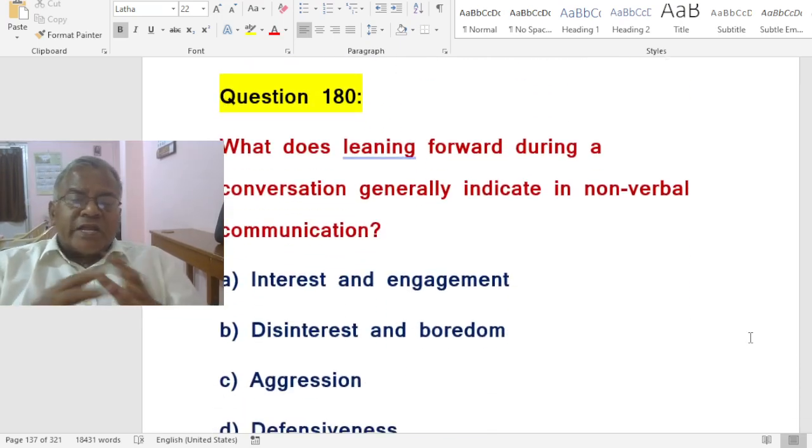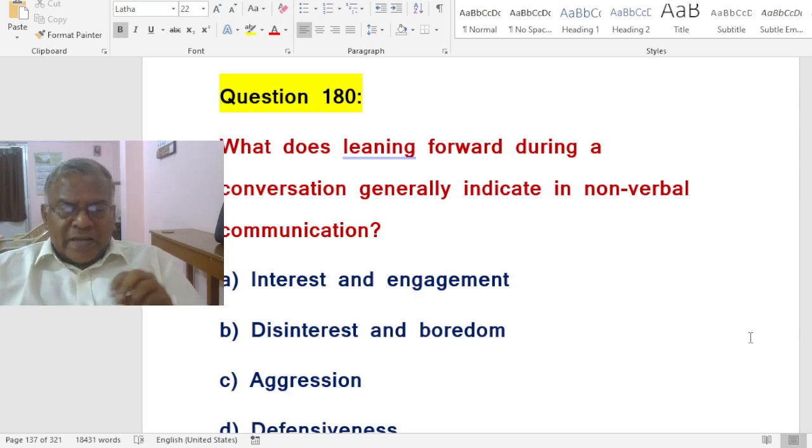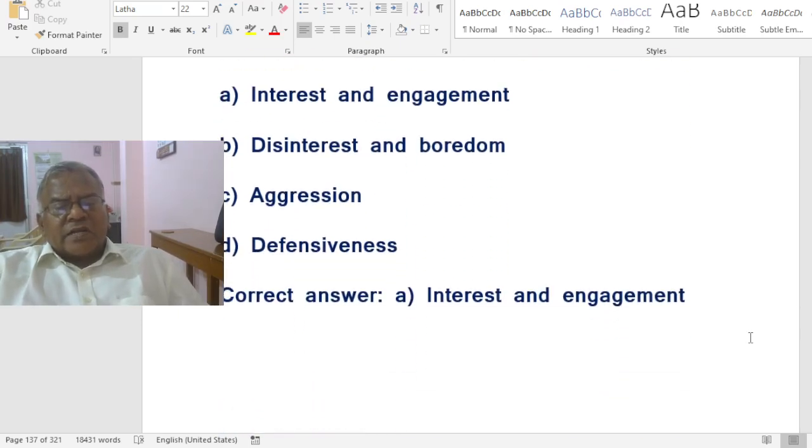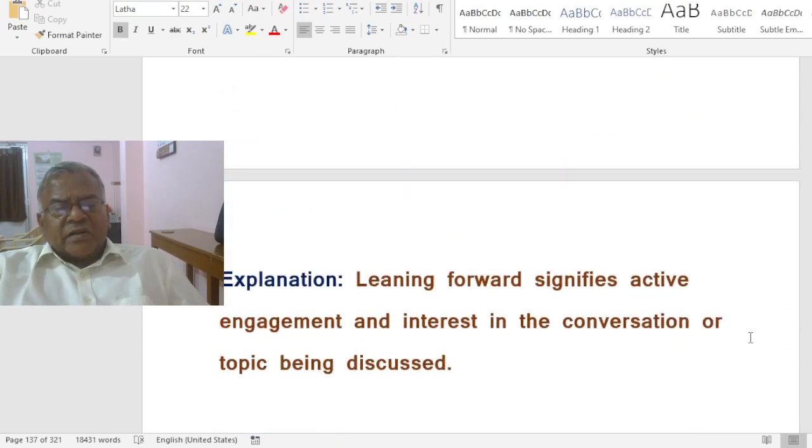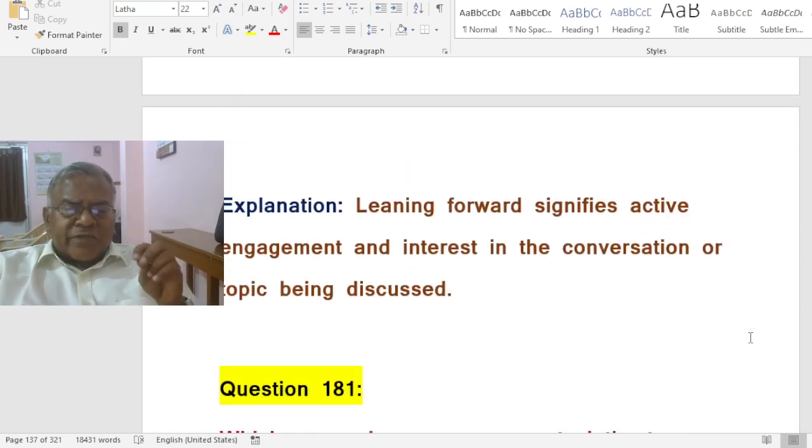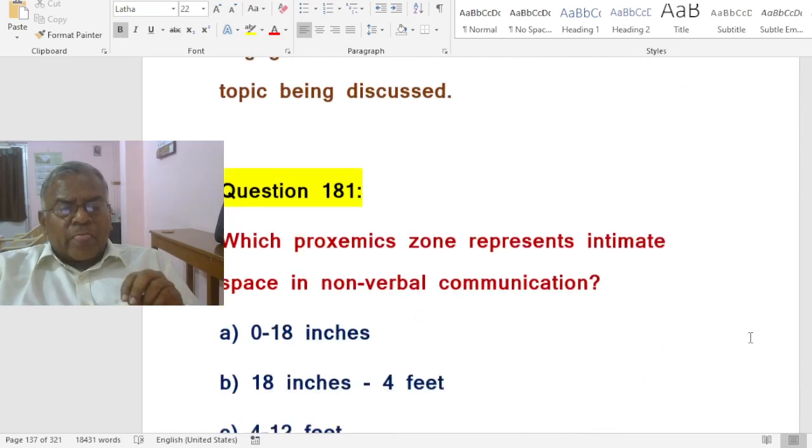What does leaning forward during a conversation generally indicate in non-verbal communication? Leaning forward, not just leaning towards the person. That is interest and engagement. Leaning forward signifies active engagement and interest in the conversation or topic being discussed.